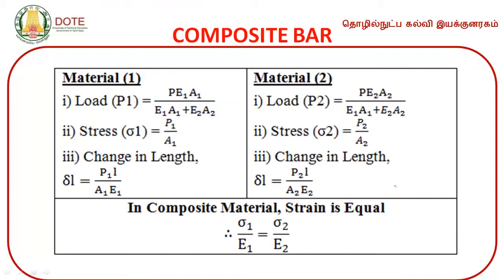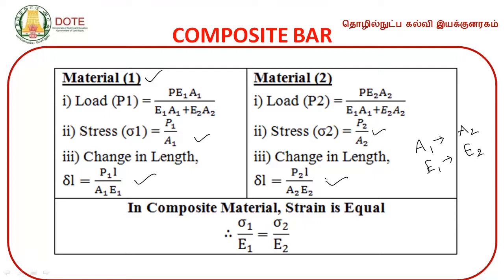These are the formulas related to the composite bar. You assume this is material 1 and this is material 2. Load on material 1 is given by P into E1 A1 divided by E1 A1 plus E2 A2, where A1 stands for the area of the first material and E1 stands for the Young's modulus of the first material. Similarly, A2 and E2 for the second material. Then stress is given by load by area, P1 by A1 for the first material, P2 by A2 for the second. Change in length is given by del L equal to PL by AE. For the first material, P1 L divided by A1 E1, and for the second material, del L is given by P2 L divided by A2 E2.